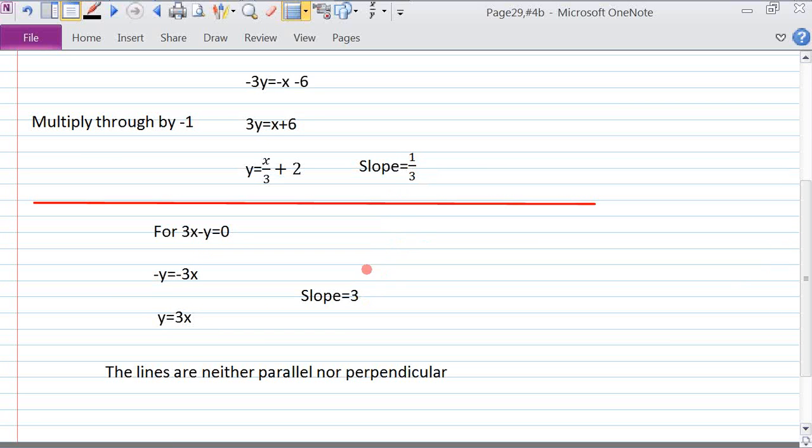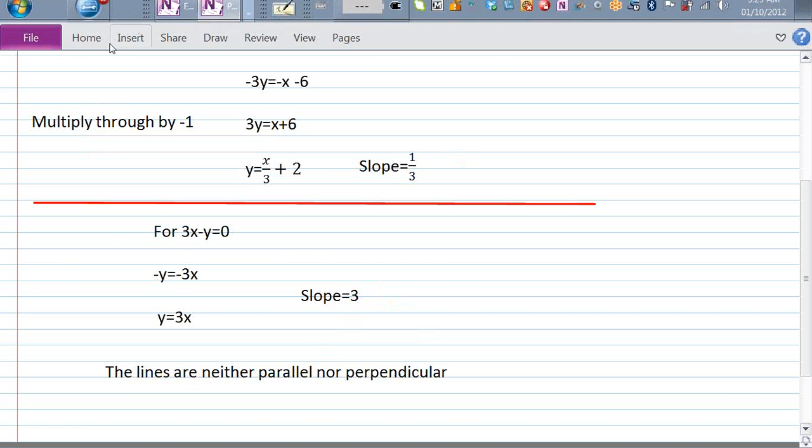So these lines are neither parallel nor perpendicular. First of all, the slopes are different, so they can't be parallel. The slopes would have to be identical for the lines to be parallel. To be perpendicular, this one would have to be the negative reciprocal of the other. So if you turn this upside down, yes, you get 3, but it's not -3. This would have to be -3 for the lines to be perpendicular. So the lines are neither parallel nor perpendicular.